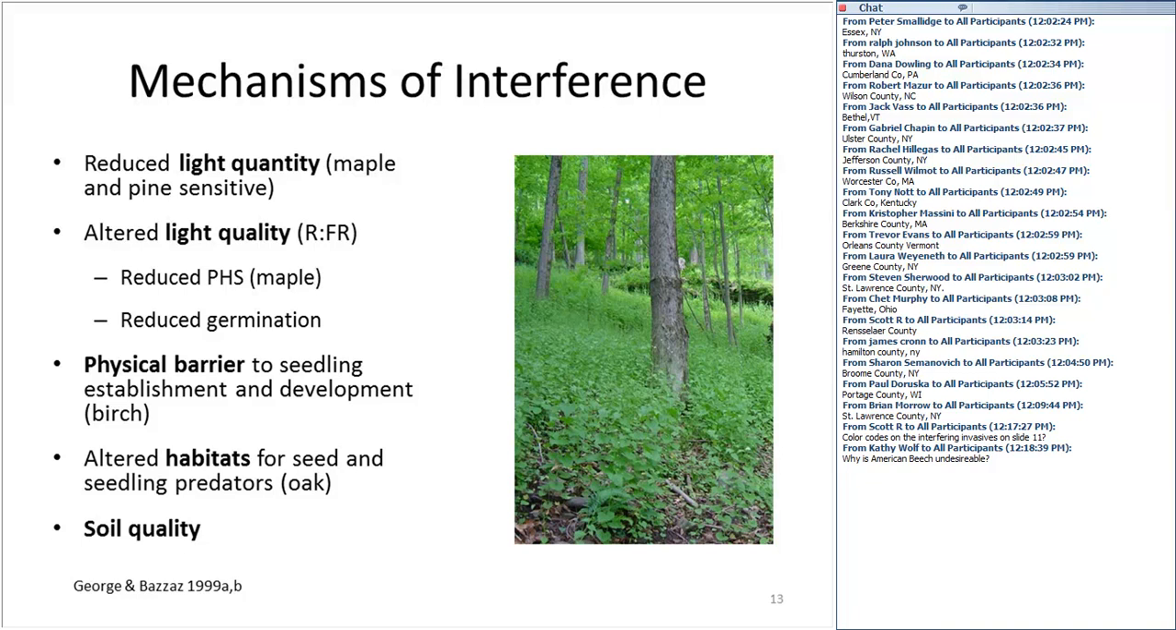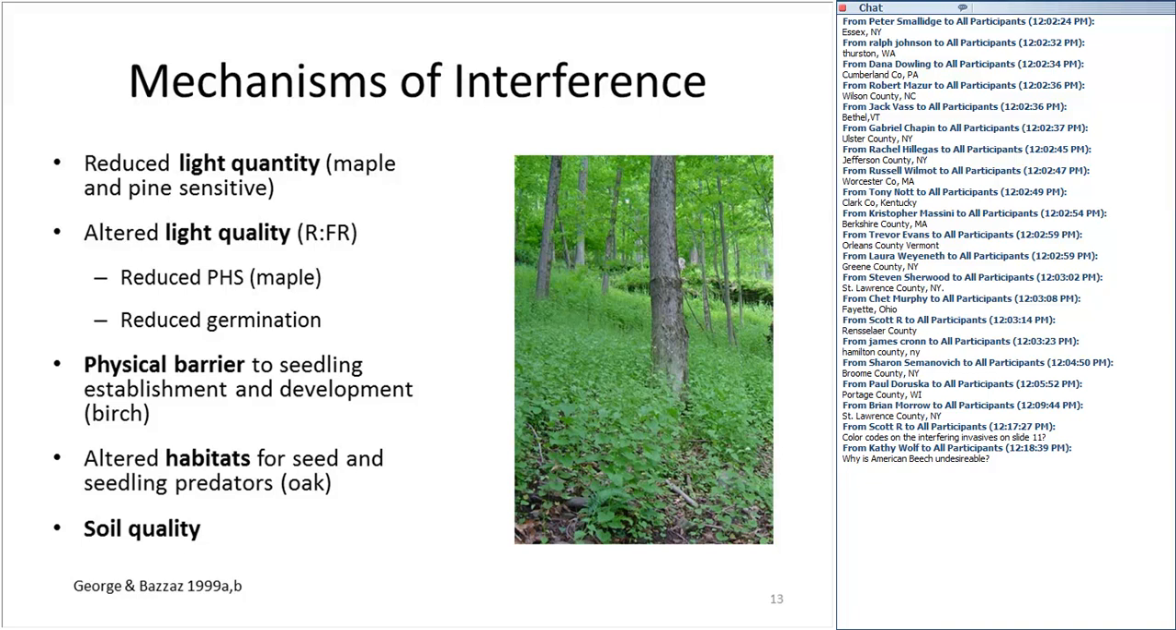A second mechanism is the quality of light. This tarp selectively captures some wavelengths of light. The red wavelength is most useful to plants. It has the highest energy. Some of that is captured in the upper canopy. So if we have good trees in the upper canopy capturing those wavelengths, that's okay, because those trees are benefiting and we want them to benefit.